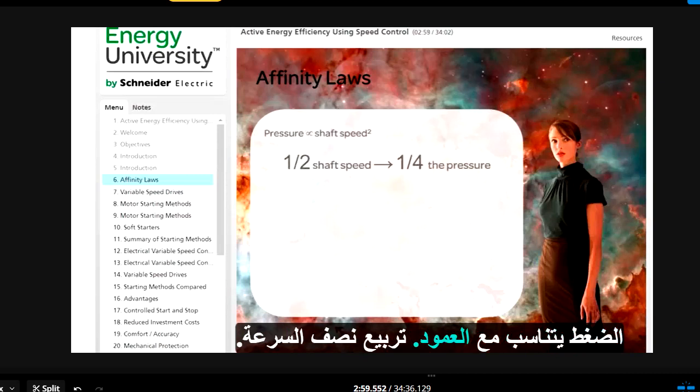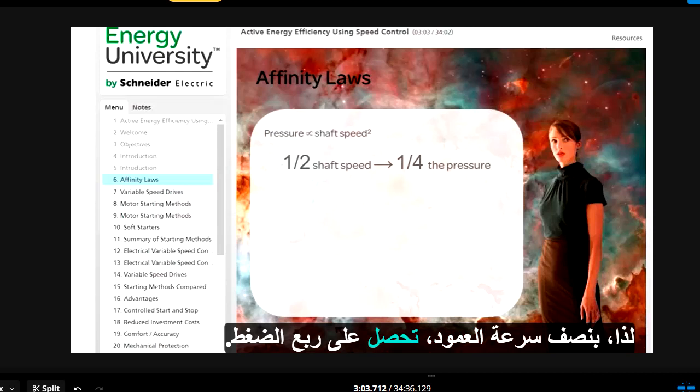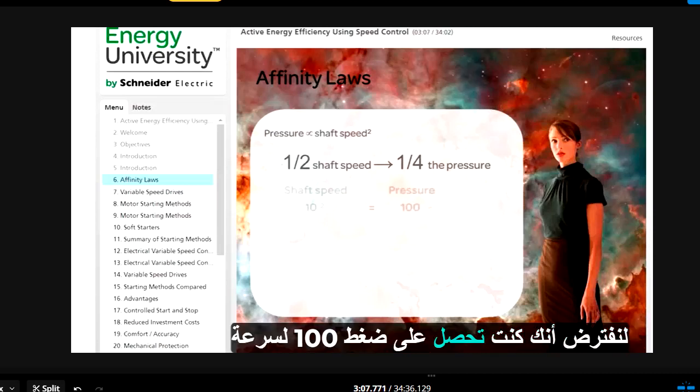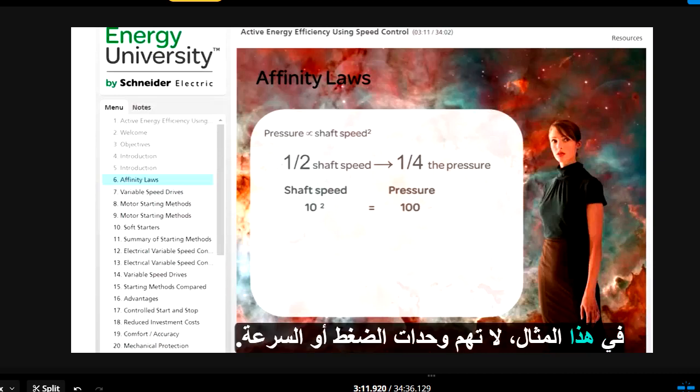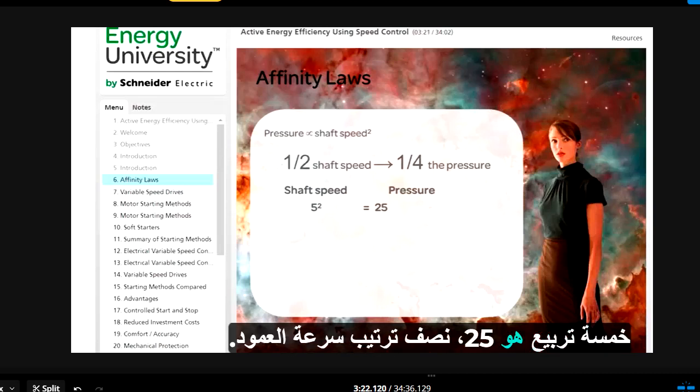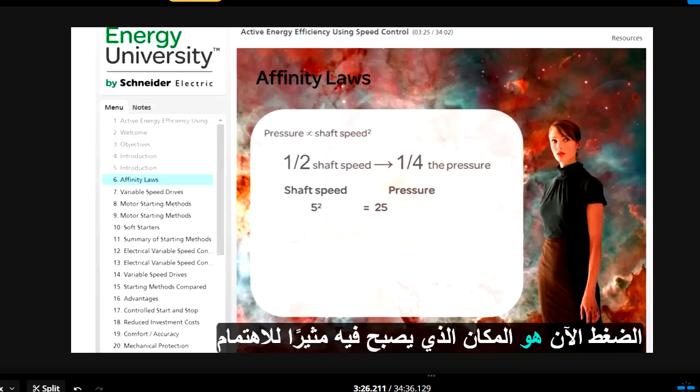Pressure is proportional to the shaft speed squared, so with half the shaft speed, you get a quarter of the pressure. Let's say you were getting a pressure of 100 for a shaft speed of 10. For this example, the units of pressure or speed don't matter. 10 squared is 100. Now let's reduce the shaft speed to 5. 5 squared is 25. Half the shaft speed, quarter the pressure.